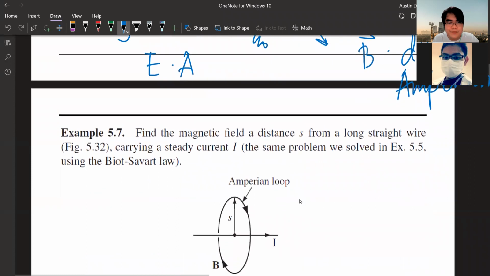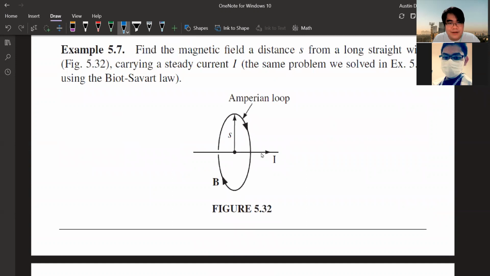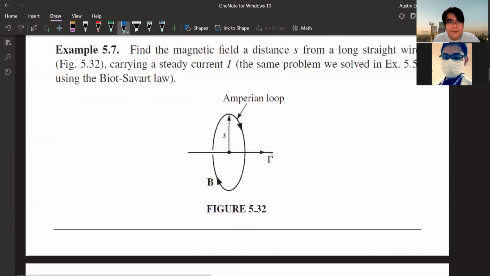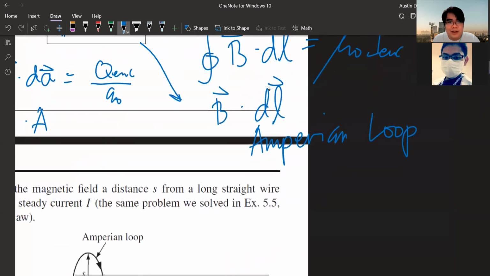Okay? Okay, so find the magnetic field at distance S from a long straight wire. Kung naalala nyo to, binasa ko to kanina, di ba? So hanapin daw natin yung field at distance S from a long straight wire. So this is it. Okay? Okay. How do you know that ano yung DL mo?